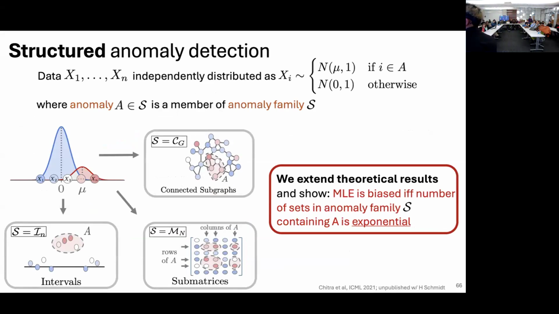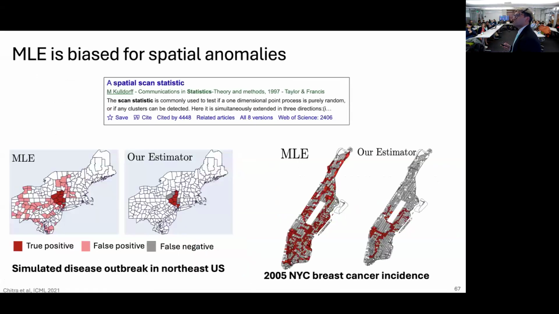And the MLE is often used in some of these approaches, and we show that this MLE is biased depending on the size of the number of possible anomalies. This is a technical result, but one thing that's interesting is that for spatial anomalies, this MLE turns out to be biased. And the spatial scan statistic is what's often used to find these anomalies in space.